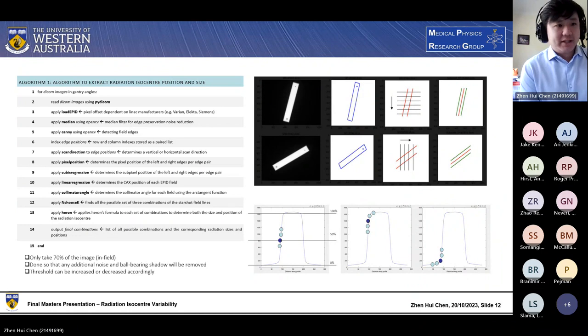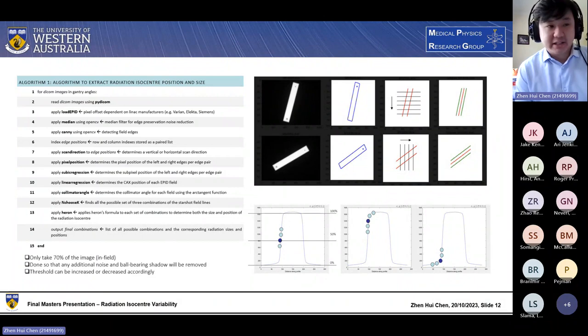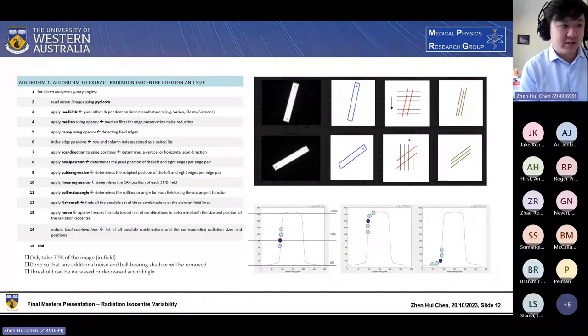So once I've scanned the images, I'll be able to index all the pixel positions and then apply a cubic regression by drawing a profile, again, represented by that scanning black line. I'm going to draw a profile across every row or every column, depending on the scan direction. And I'm going to take the pixel value that's closest to the 50% intensity value. And why did I take the 50% intensity instead of any arbitrary value?